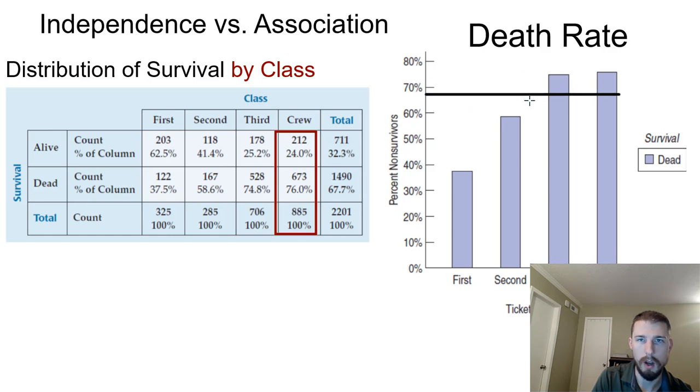Are they? No. So what would you conclude about the survival rates or about distribution in class? Are they independent, or does there appear to be an association? There appears to be an association. Why? Because the death rates were not even across the board. And you can see that visually, graphically, which is really, really cool.